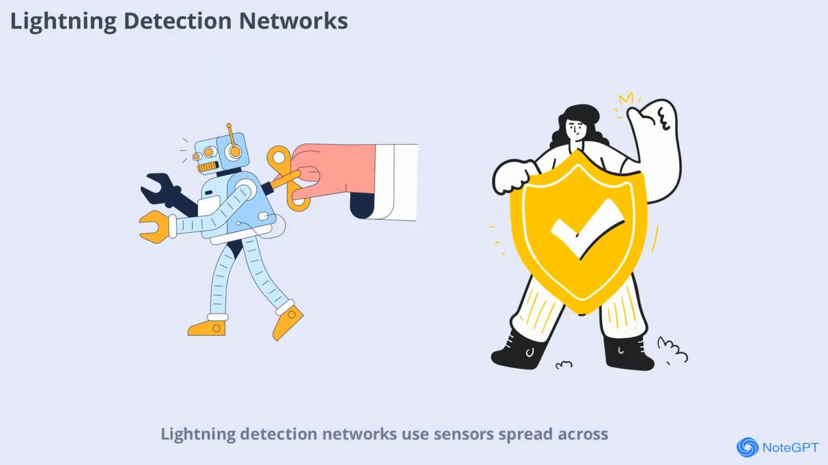Lightning detection networks use sensors spread across large areas to pinpoint where lightning strikes occur. These systems help meteorologists track storm intensity and movement in real time. By analyzing lightning data, scientists can better understand storm behavior and issue timely warnings. Lightning detection is also important for aviation and outdoor event planning, helping to keep people safe during severe weather.